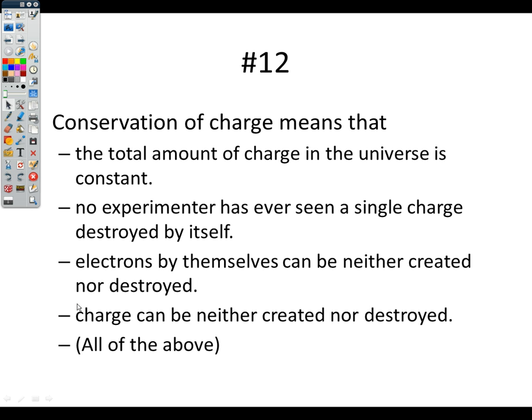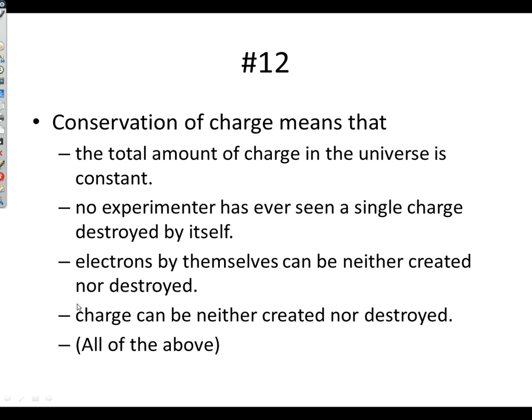For number 12, it says conservation of charge means that, and then there are 4 things we can talk about. The total amount of charge in the universe is constant. So if you had to measure all the charge in the universe, you would always come up with the same number, no matter what time it was. No experimenter, Einstein, Newton, nobody's been able to see just a single charge destroyed all by itself. In addition, electrons by themselves can be neither created nor destroyed, and the charge can neither be created nor destroyed in a system, so all those stay the same.